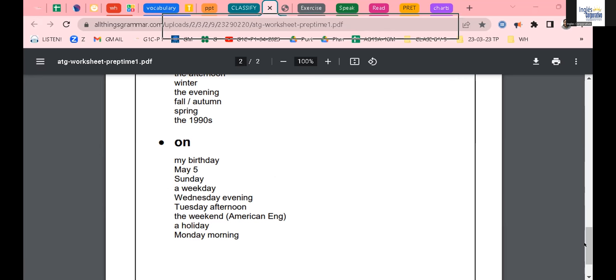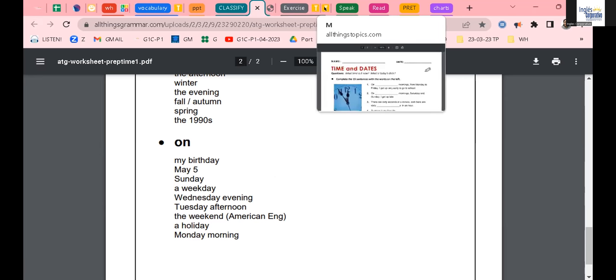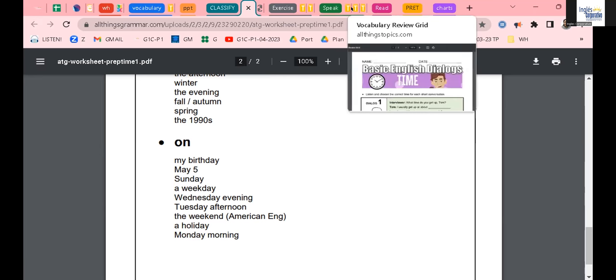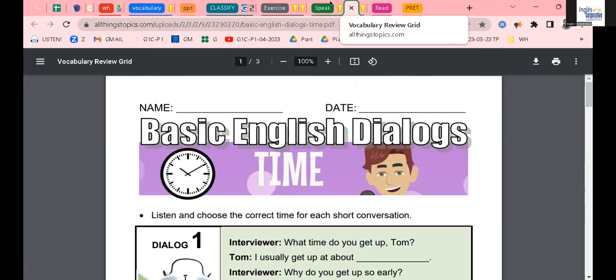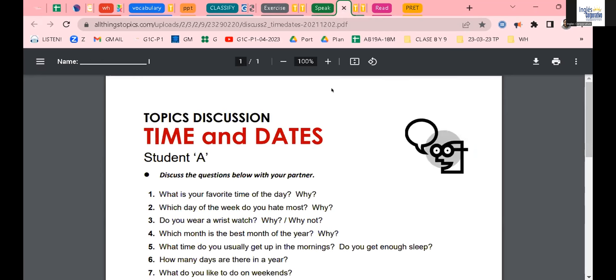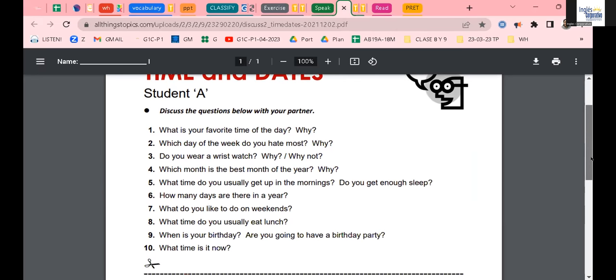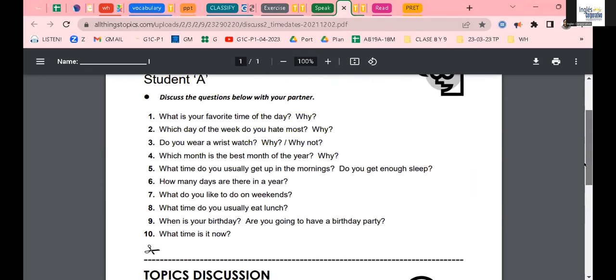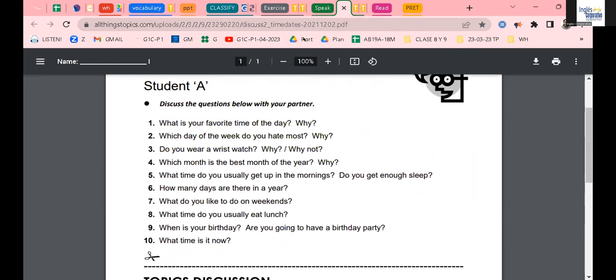So now let's continue. We have another task. Okay, times and days. So we're going to discuss the following questions. So what is your favorite time of the day? How will you answer this question? My favorite time of the day is in the morning. At the end of the day, for example. Why? Explain. At the end of the day, because I leave work and I go home and I sleep.